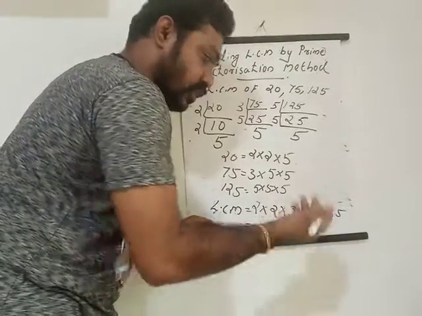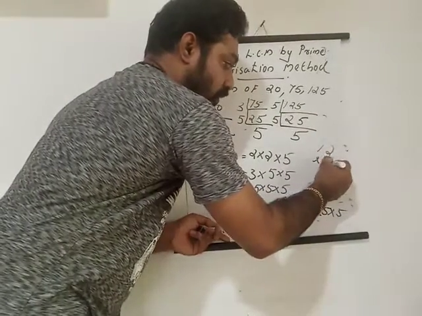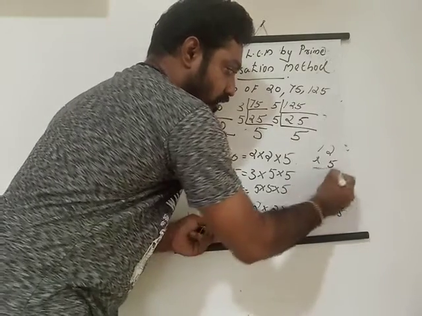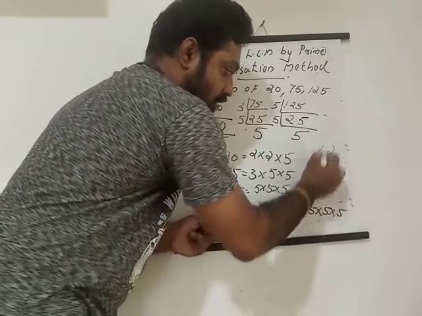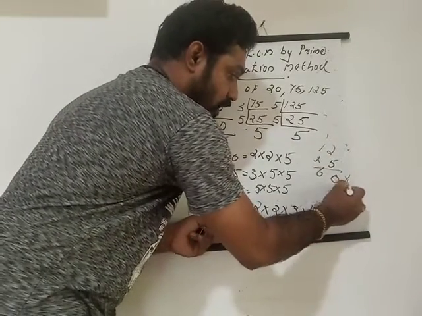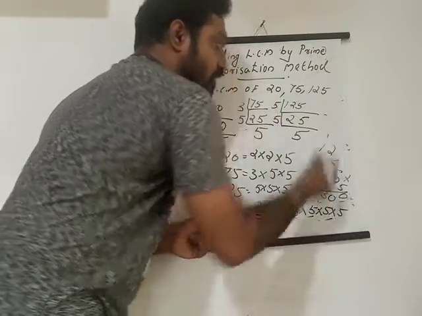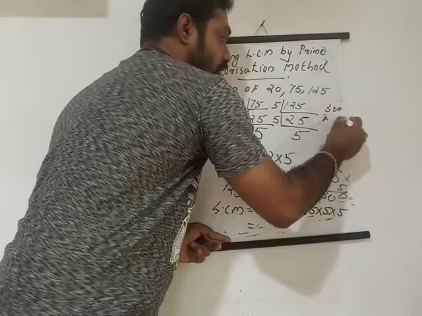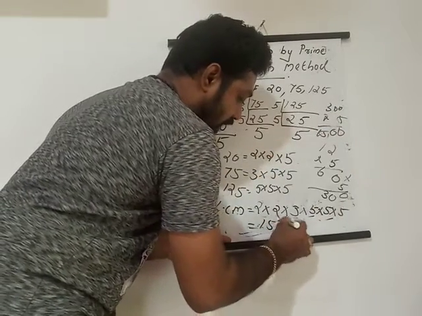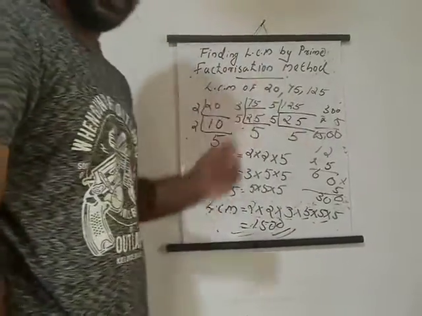12 into 5 is 60. If you don't know, you can multiply this way: 5 2s are 10, 5 plus 1 is 60. You will get it. Now 60 into 5 we have to do. 0, you will get, 6 5s are 30. Again one more 5 is there. So 300 into 5 is what? 0 0, 5 3s are 15. 1500 is the answer.